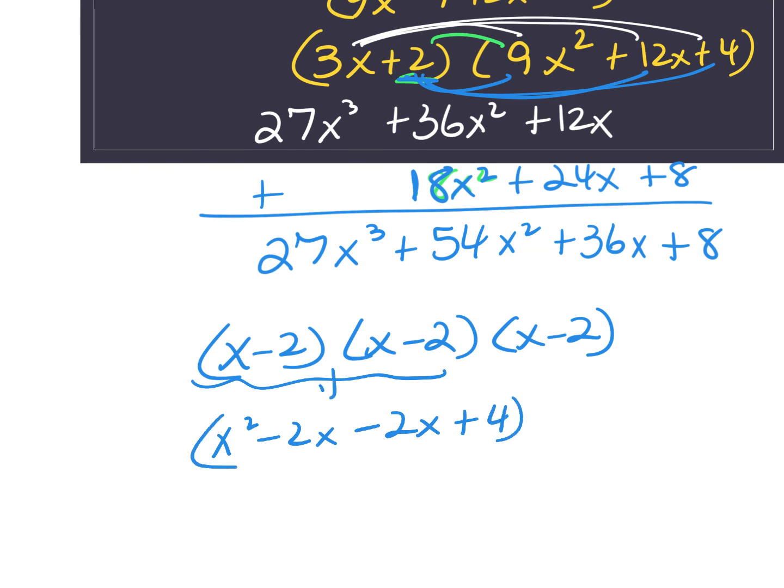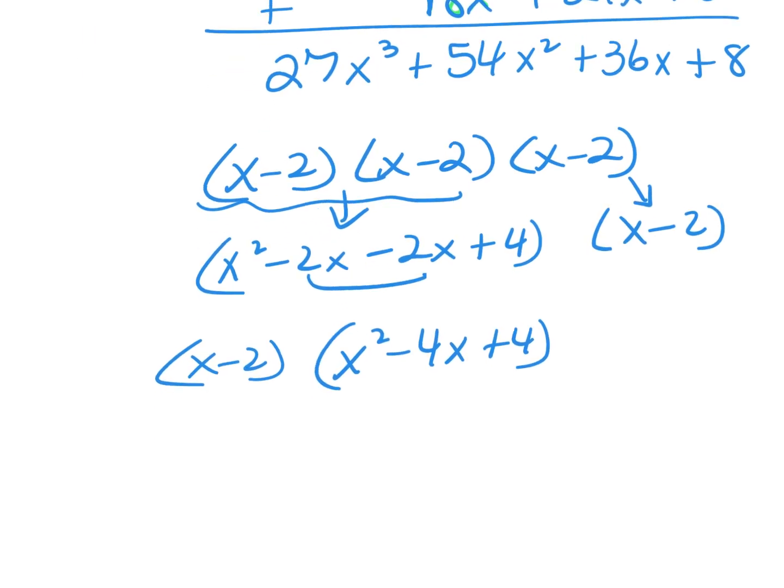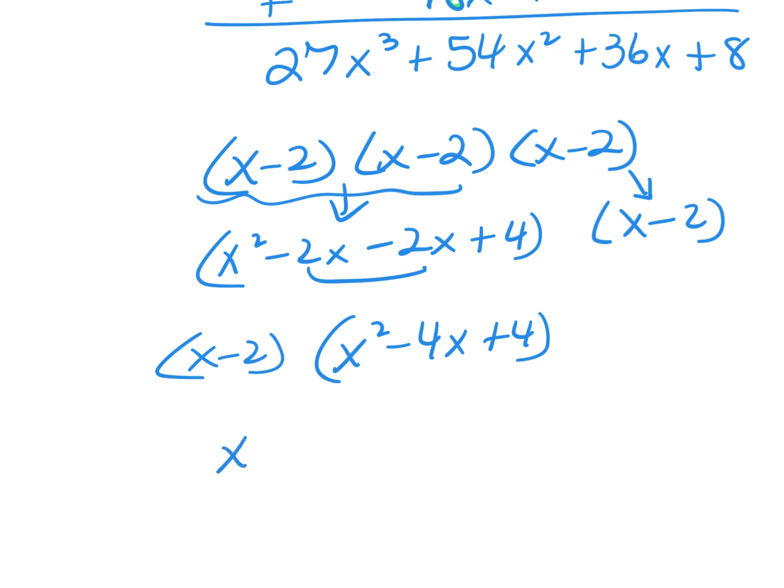So that was the result of multiplying those two. Still have this one here. I can combine these like terms. X squared minus 4x plus 4. Again, if you want to pull that last binomial in front, distribute. X to the third minus 4x squared plus 4x.